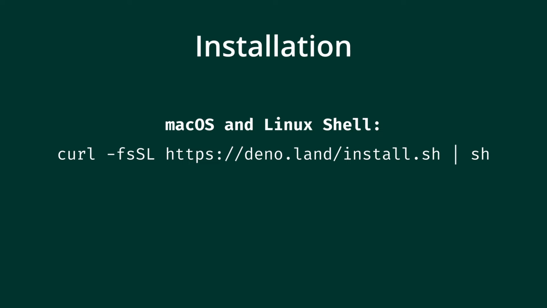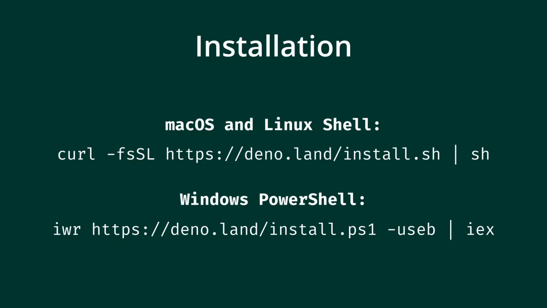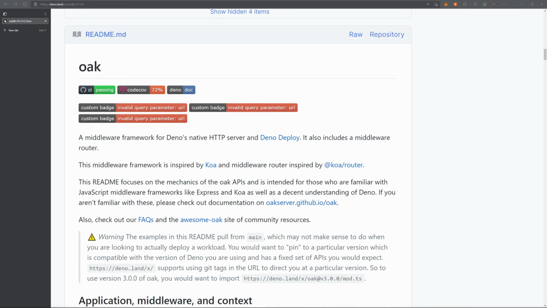You'll need to install Deno to get started. If you're on Mac or Linux, open up your shell and use this command. If you're on Windows, then open up PowerShell and use this command. For this tutorial, we're going to use Oak, a middleware framework for Deno. This will provide routing for our various app endpoints to perform CRUD operations.